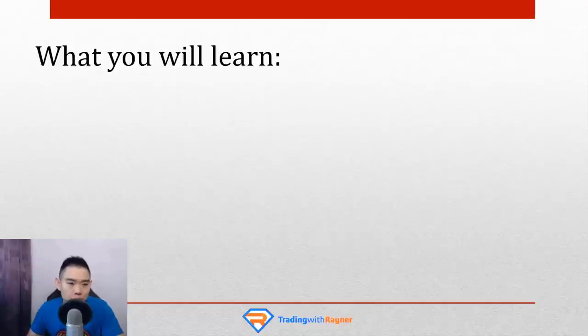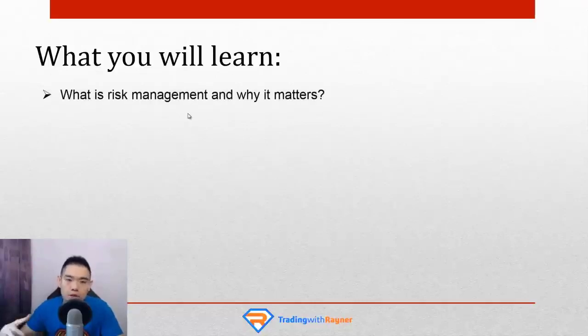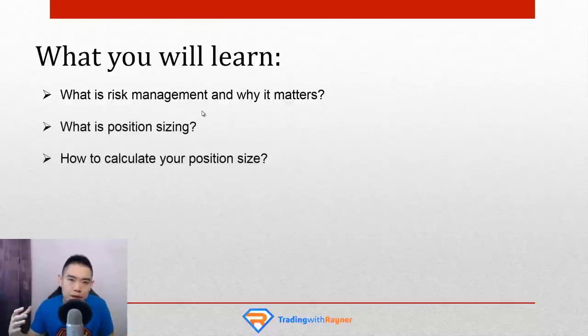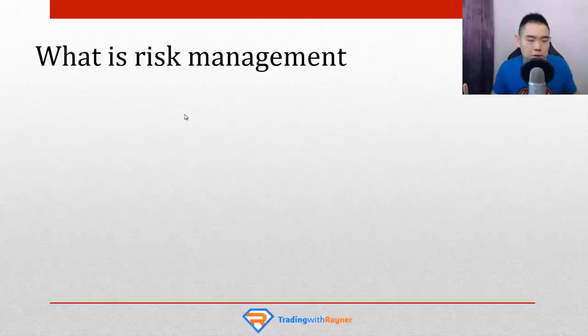So in this section, you will learn, number one, what is risk management and why it matters. Number two, what is position sizing? And finally, how to calculate your position size such that you never blow up another trading account. So this topic that I'm about to share with you is very important, right? So pay close attention.